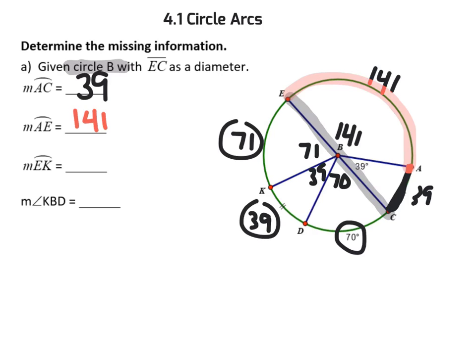Let's see what they want now. EK, E to K. E is here. That's this shorter minor arc, and that is just a 71. That's what's left over there. And then finally, the angle. Notice it's the angle KBD. And that angle would also be the 39 to match that arc there. Central angle is equal to the arc value.